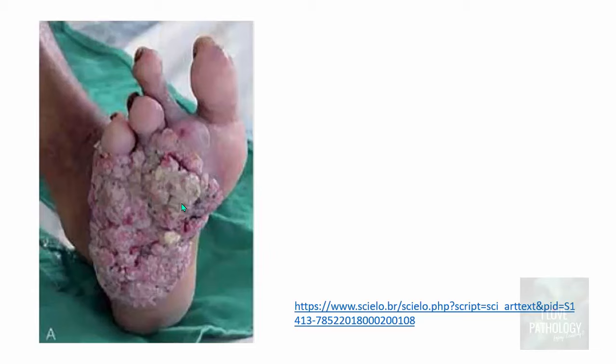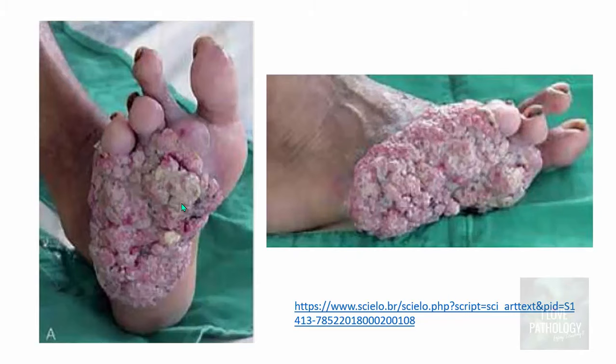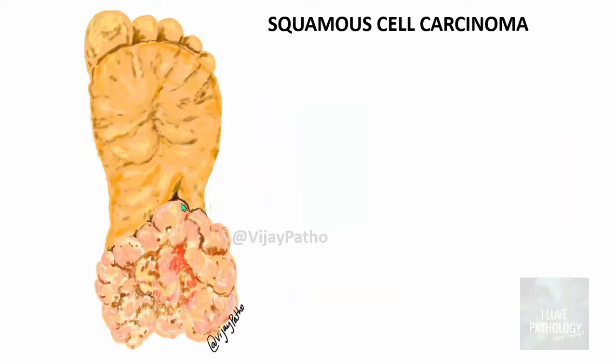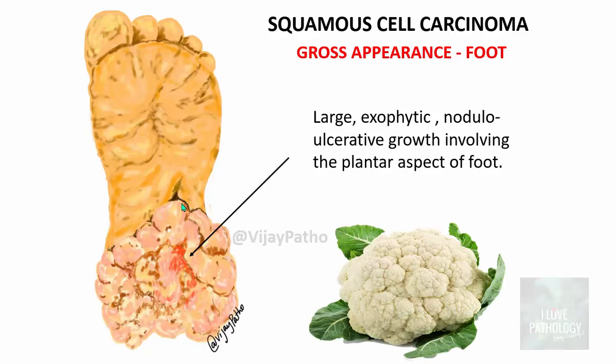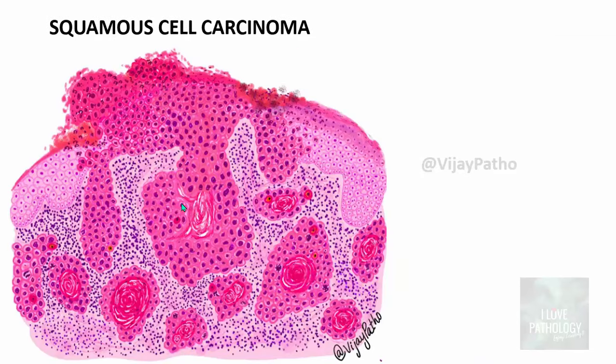Sometimes squamous cell carcinomas can be huge and extensive, with proliferative cauliflower-like growth, and such lesions are usually found in the foot or the leg. Grossly, they are usually large exophytic nodulo-ulcerative growths involving the plantar aspect of the foot, and because they resemble a cauliflower, they are referred to as cauliflower-like growth. These are most often the verrucous type of squamous cell carcinomas. So squamous cell carcinomas of the foot usually have this type of morphology.